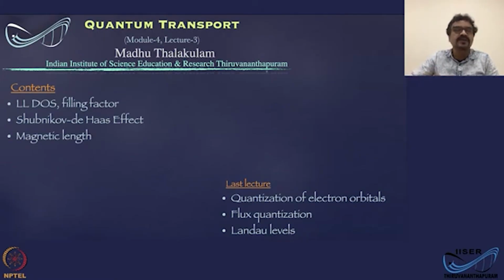So in this lecture, we will look into the density of states, filling factor, and interesting transport phenomena, that is the Shubnikov-de Haas effect and Shubnikov-de Haas oscillation, which is an associated phenomenon of the quantum Hall effect, and the concept of magnetic length.